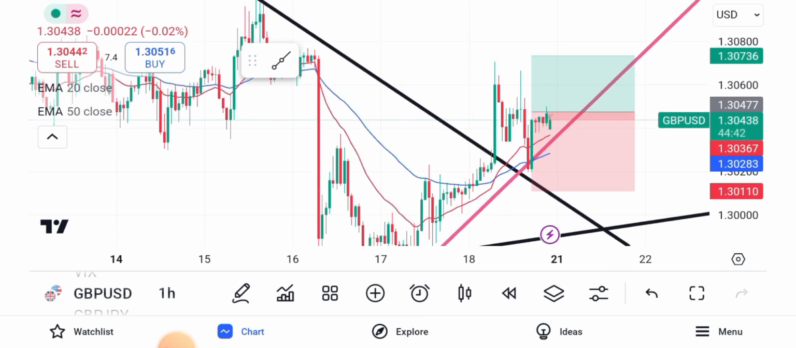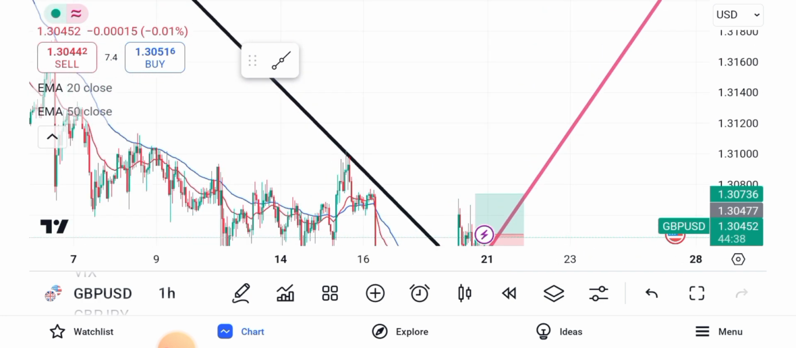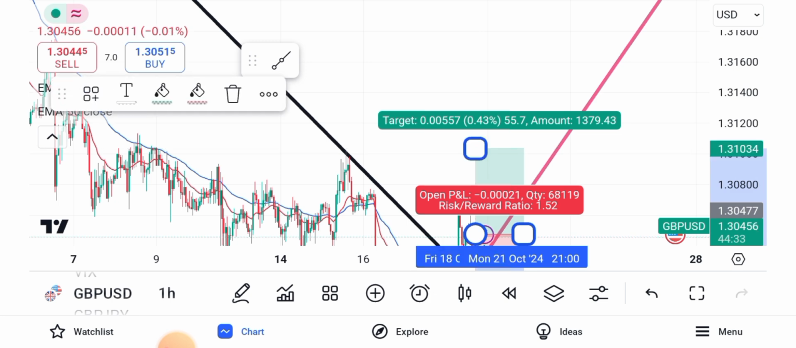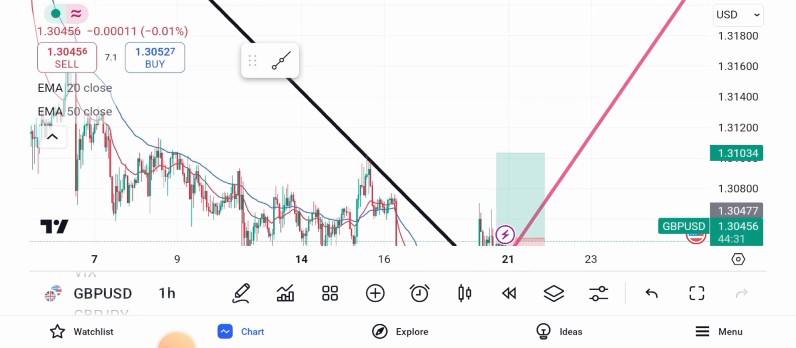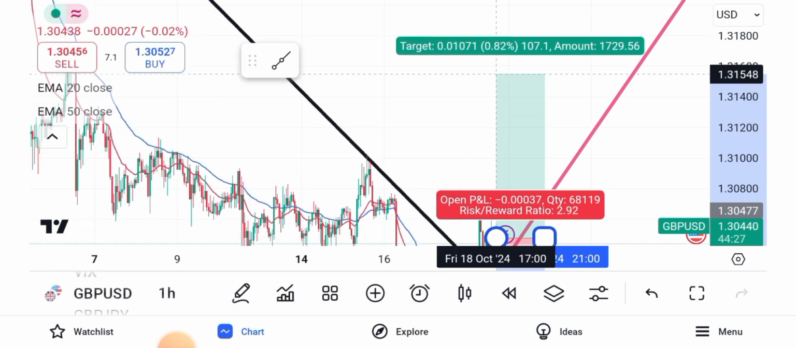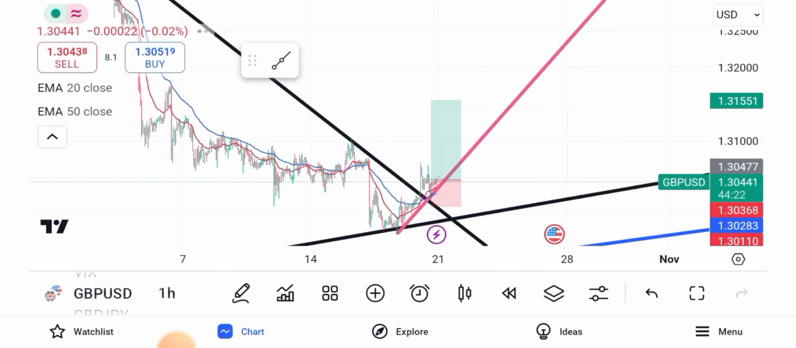And then we're going to take profits right about here, which is a 1 to 1.5 trade, or we can go even further and maybe take our secondary profit up there.